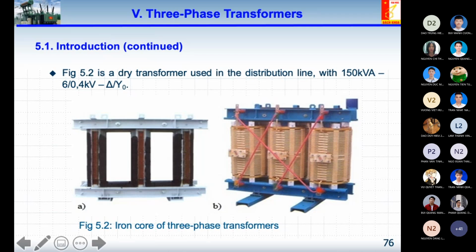I would like to show you a picture of a nice transformer, that is the dry transformer used in the distribution line. The capacity is 150 kVA. Normally some textbooks write VA or kVA; for the high capacity, they use kVA. And of course a voltage level of 6 kilovolt for the high voltage, and the low voltage is 0.5 kilovolt.